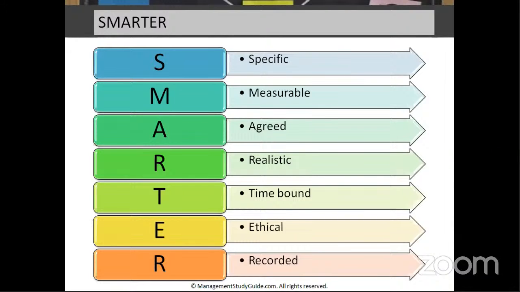One more time. Every delegation needs to be specific, clear enough for the person to know what he or she is doing, why he's doing it. Measurable, there should be end results that we will use to define whether the objectives of that delegation were achieved or not. Then the delegation must be agreed on by the parties involved, both the superior and the subordinate. The delegation, based on the competencies of the person, must be realistic, that the person will be able to achieve it. Delegation must have a time frame.